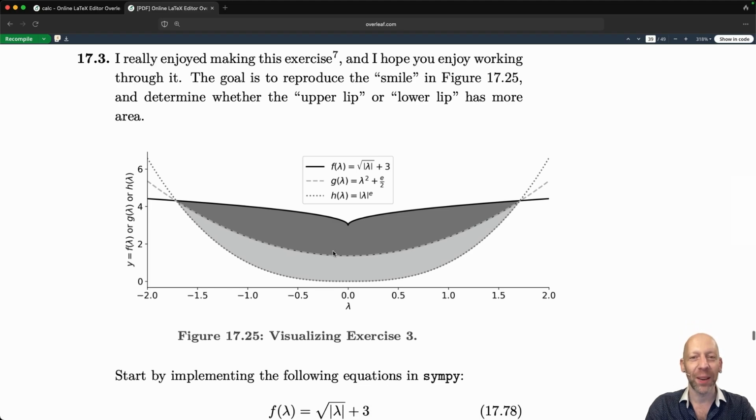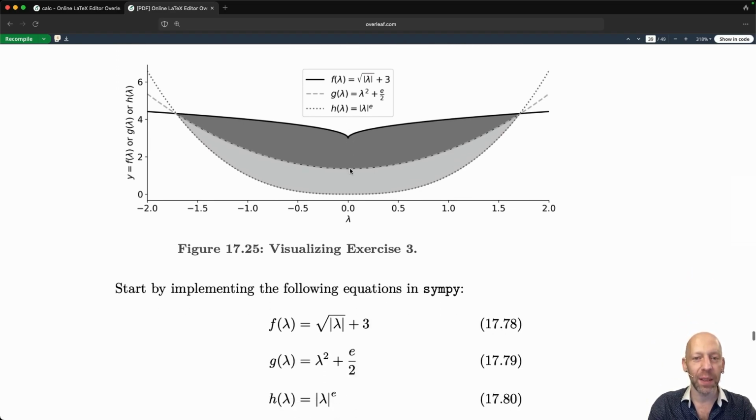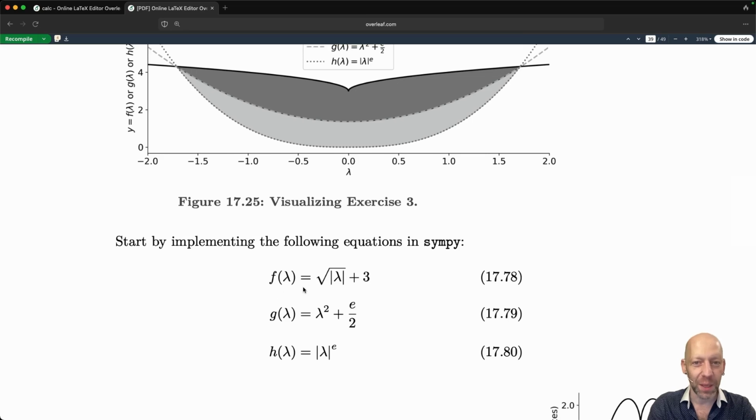We want to make sure that it really is what we perceive it to be. So what are we looking at here? Well, here I've plotted 3 functions. Let me zoom in, so you can see them here. I have the variable lambda for lips. We have f of lambda is the square root of the absolute value of lambda plus 3, and then g of lambda is lambda squared plus e over 2.